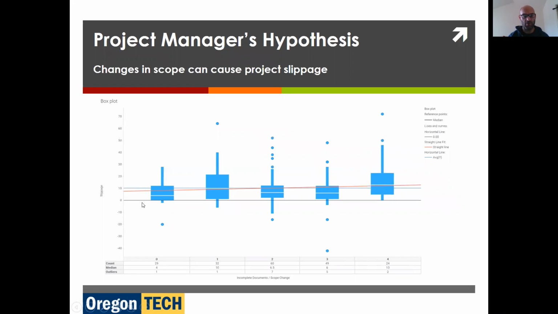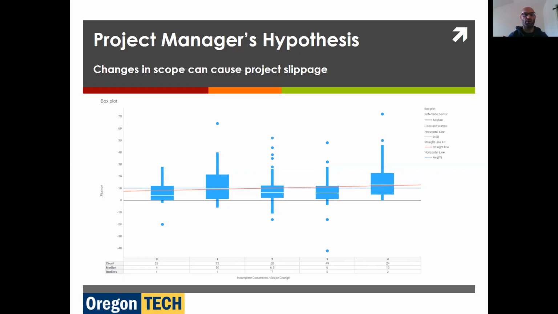A couple of lines were also drawn here. There is a baseline of 0 slippage. The blue horizontal line is average slippage across all projects, and the red line is a linear fit. As we increase our classification, you'll see that the linear fit will have some sort of positive or negative slope to it.